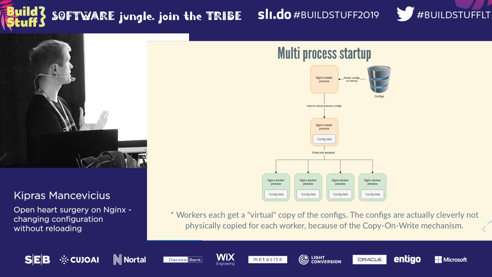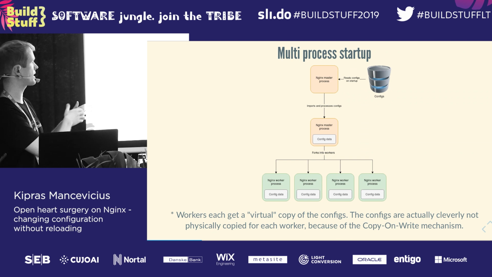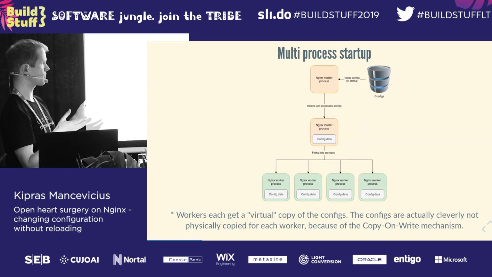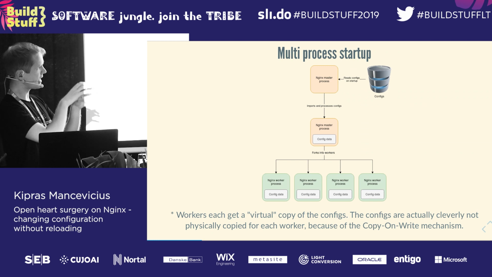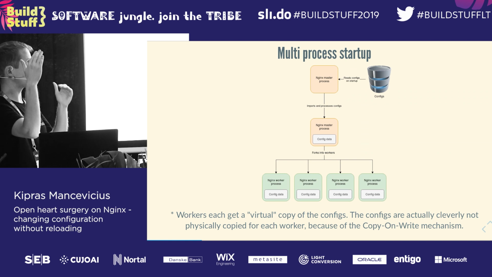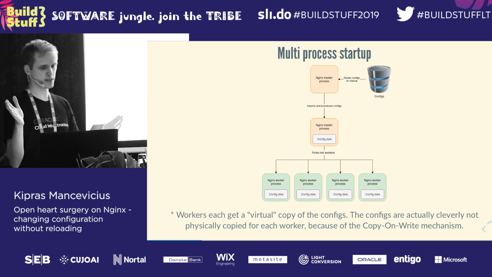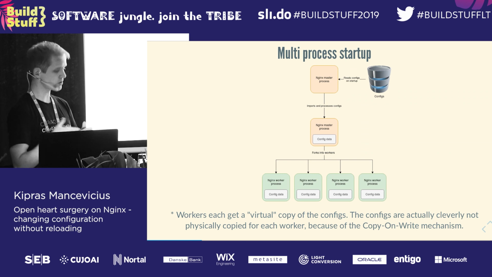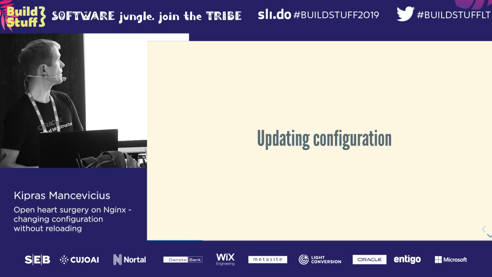One clever trick that happens here is that each worker gets its own virtual copy of the config. The config data that it read resides in each of the workers, but it's the same. It's a virtual copy in the sense that it's not actually copied in memory. So the memory consumption does not increase much with every worker. It increases a little bit, but not fully, because of the copy-on-write mechanism. So memory-wise, it scales really well.